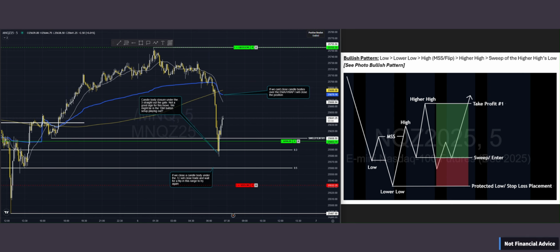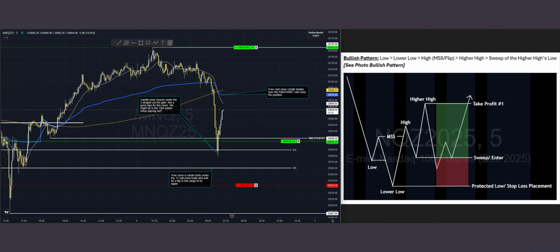Here we made a note that if we cannot close candle bodies above the VWAP, we will close the position. As we can see, candle bodies are still closing above the highs, giving a clear confirmation that the bullish trade is still valid.